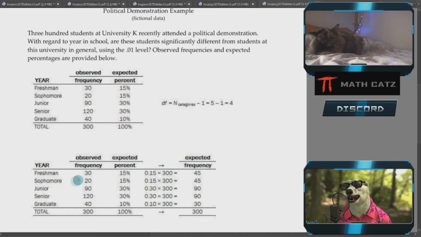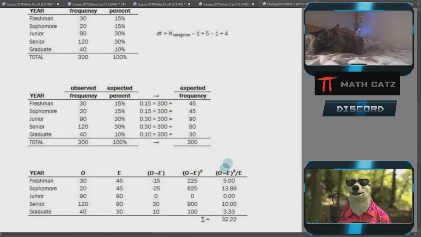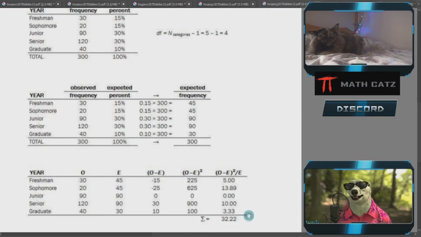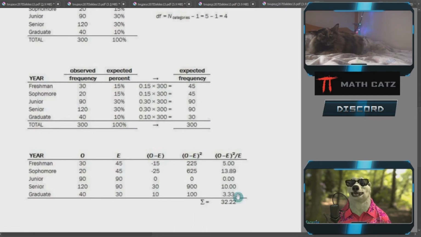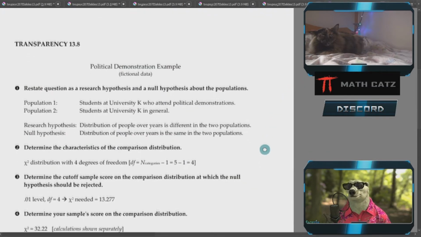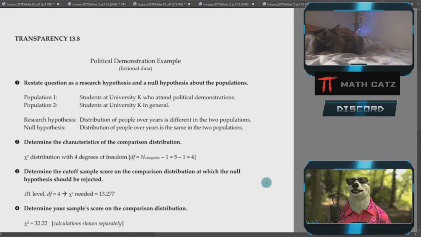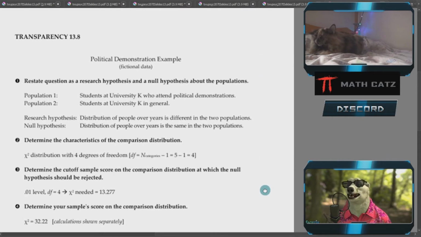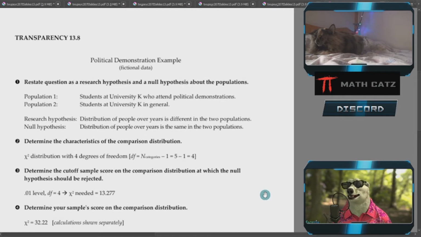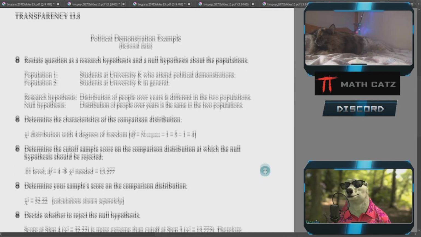So we take the difference, observed minus expected, for each one, square that, and in each case divide by the expected to get a total of 32.22. That is our chi-squared statistic. Here, let's write that down. Chi-squared statistic. And we compared it to the 13.227. Clearly our observed chi-squared statistic is much more.